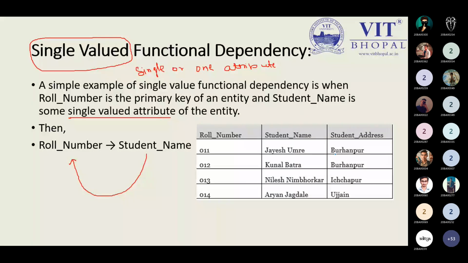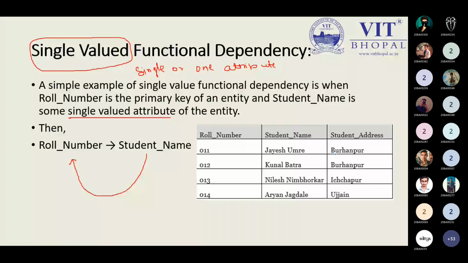But in different books, we will find that single valued functional dependencies mean we are talking about a single attribute or one attribute only. So student name will be one and roll number will be one. It doesn't mean it is trivial or non-trivial. But that is the point. Now it is clear, right?